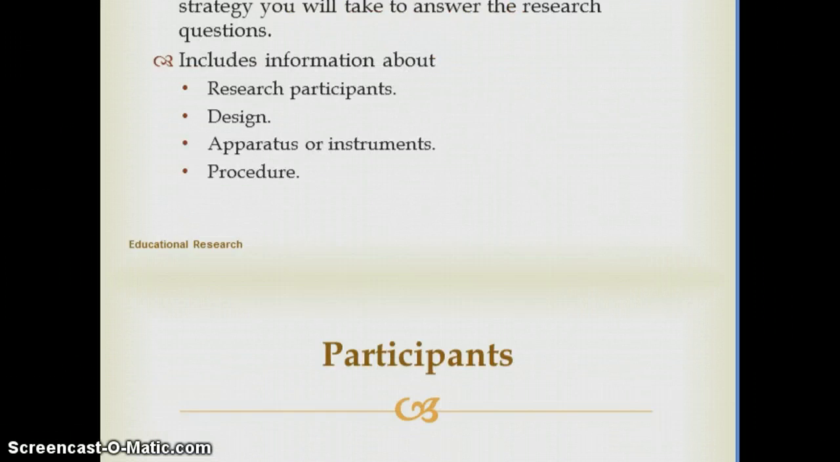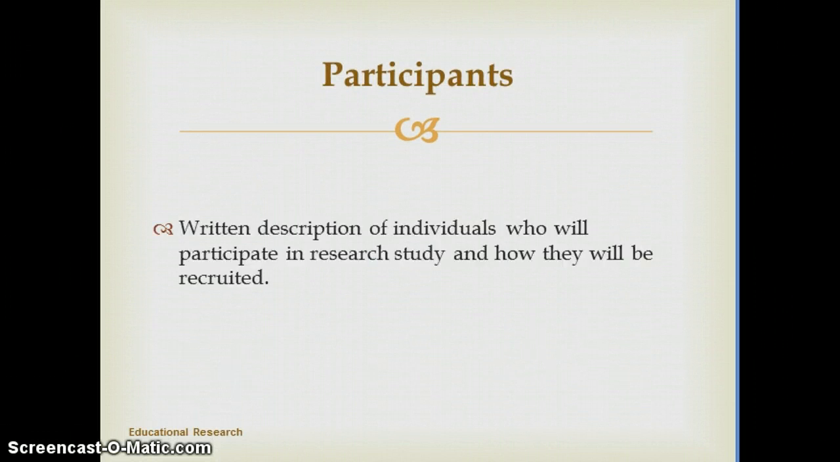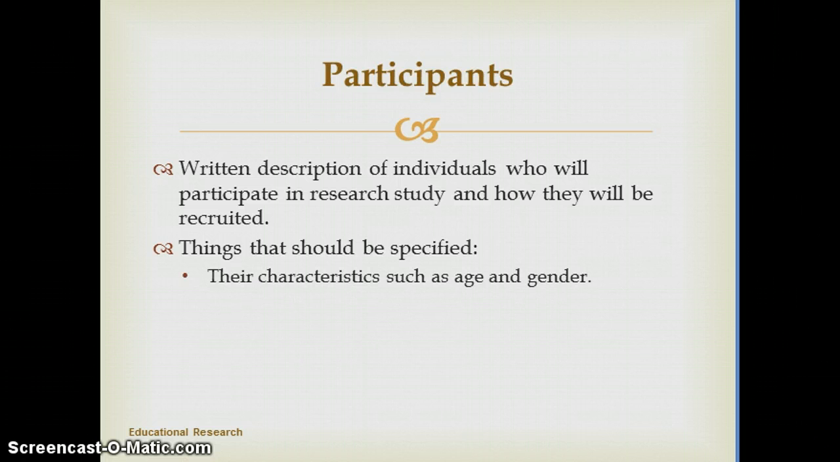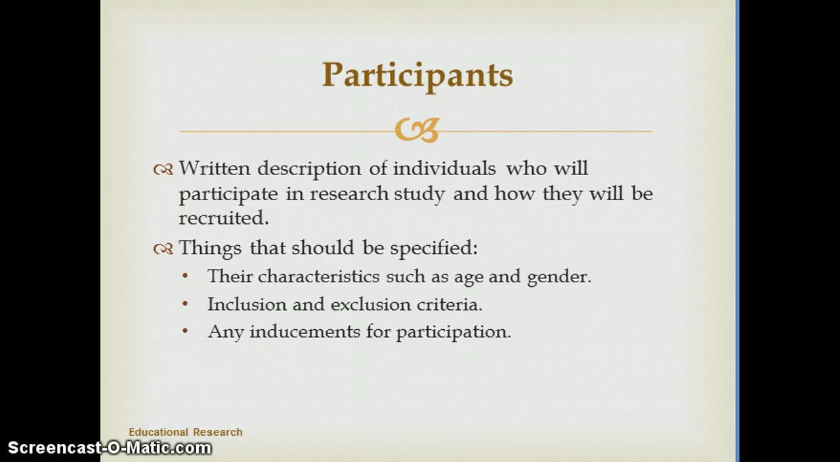So that's when you're getting into participants and who's going to be there. You have to have this written description of the individuals that will participate in the research study and how they're going to be recruited. Things that you have to talk about are characteristics like their age or their gender, what the inclusion or the exclusion criteria is going to be, and any inducements for participation.